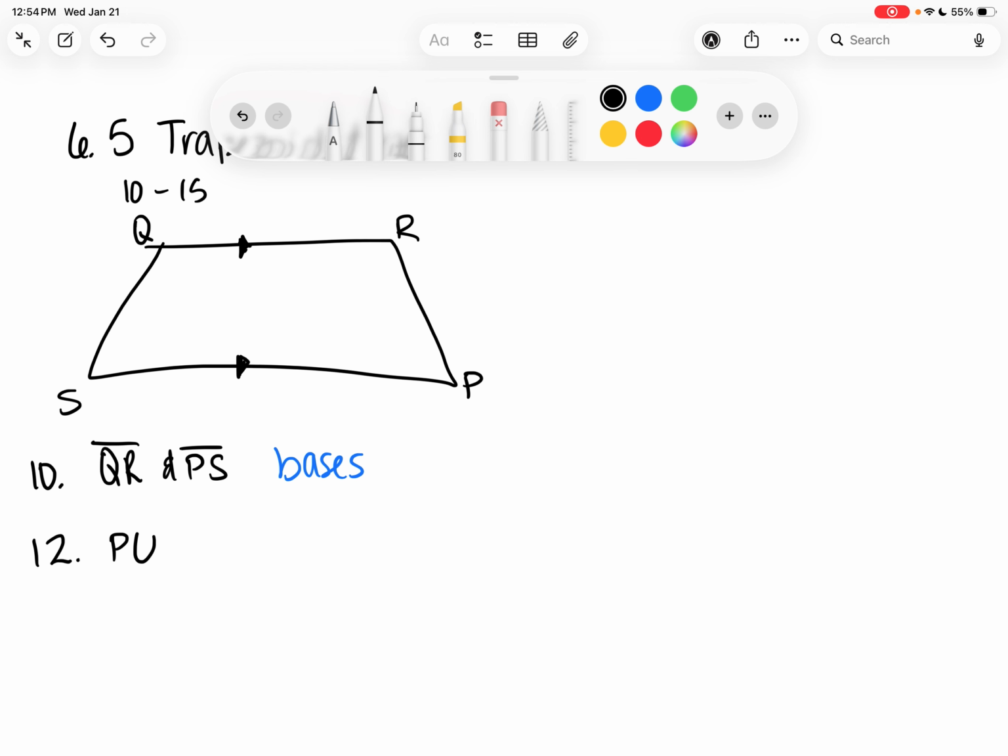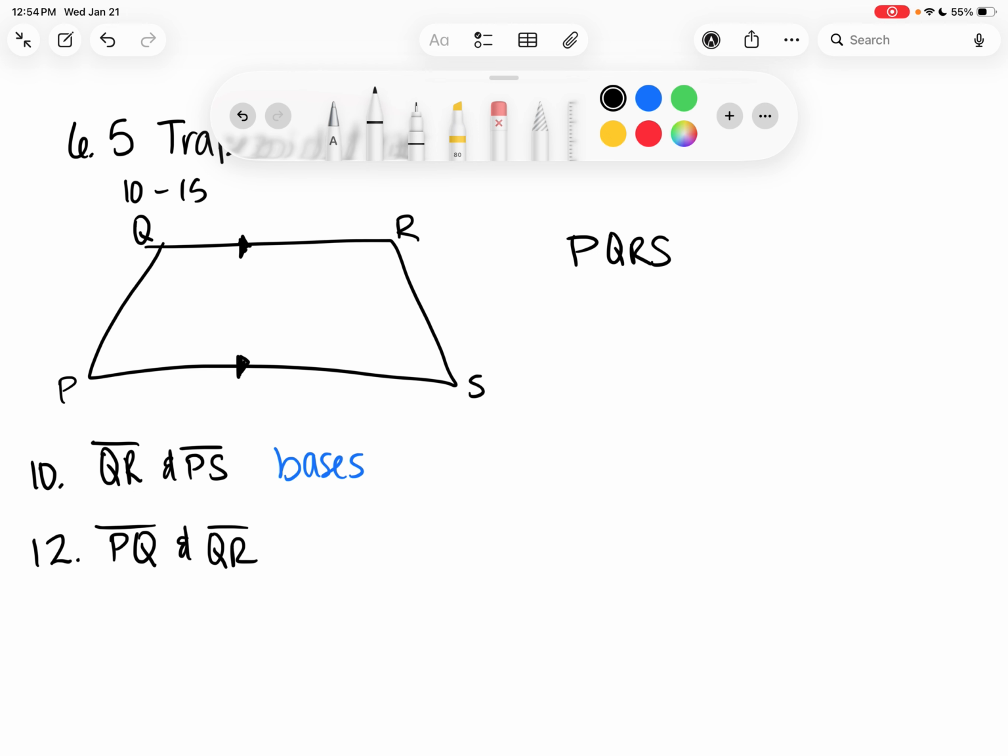Number 12, PQ and QR. So we've got PQ, and then I've got QR. Wait, what? Do I have these in, oh, wait. PQ, hold on. I have P and S in the wrong spot. It is PQRS. That's the order they should be in. There we go. Now let's try this again.